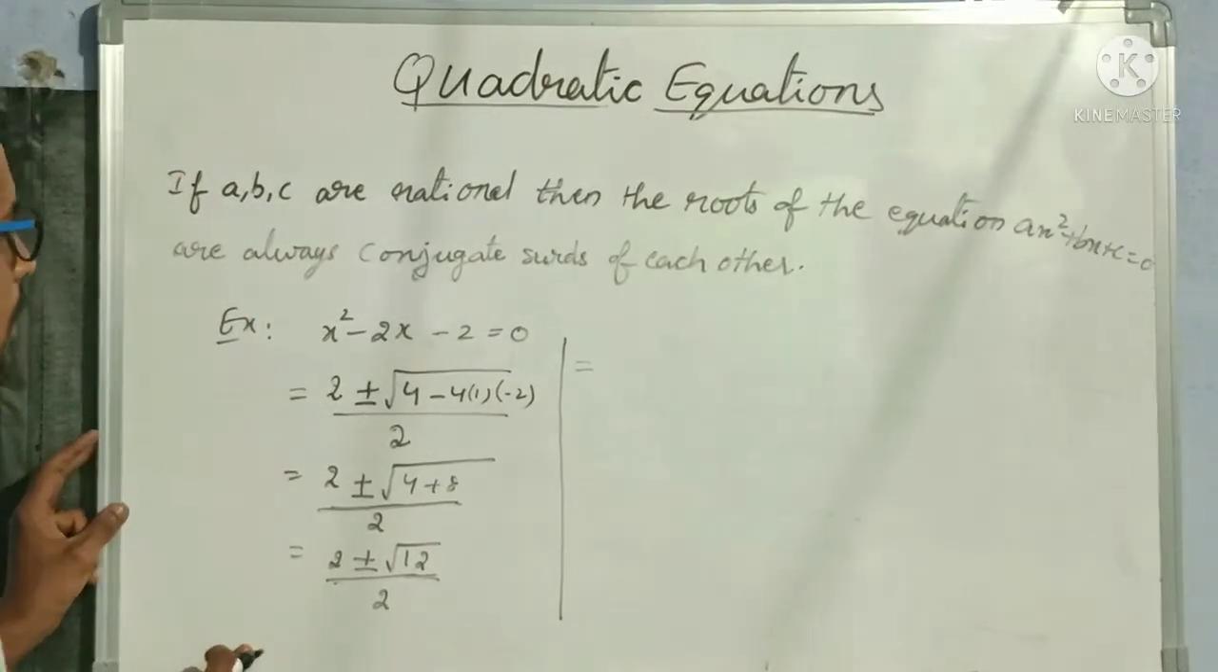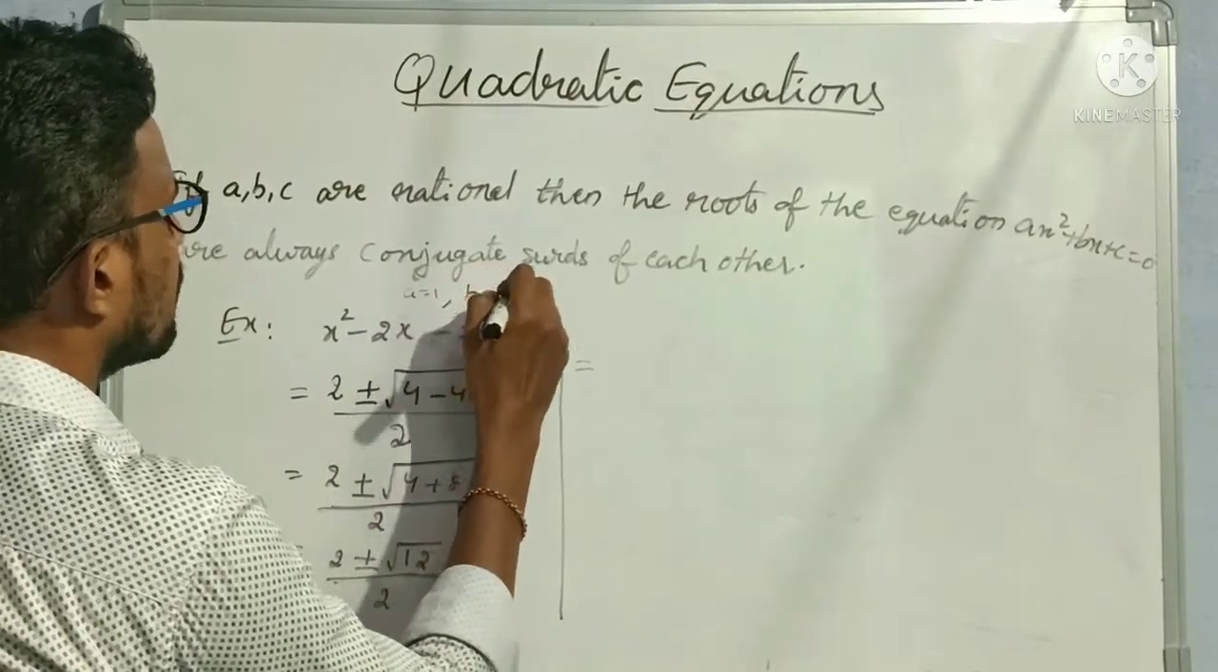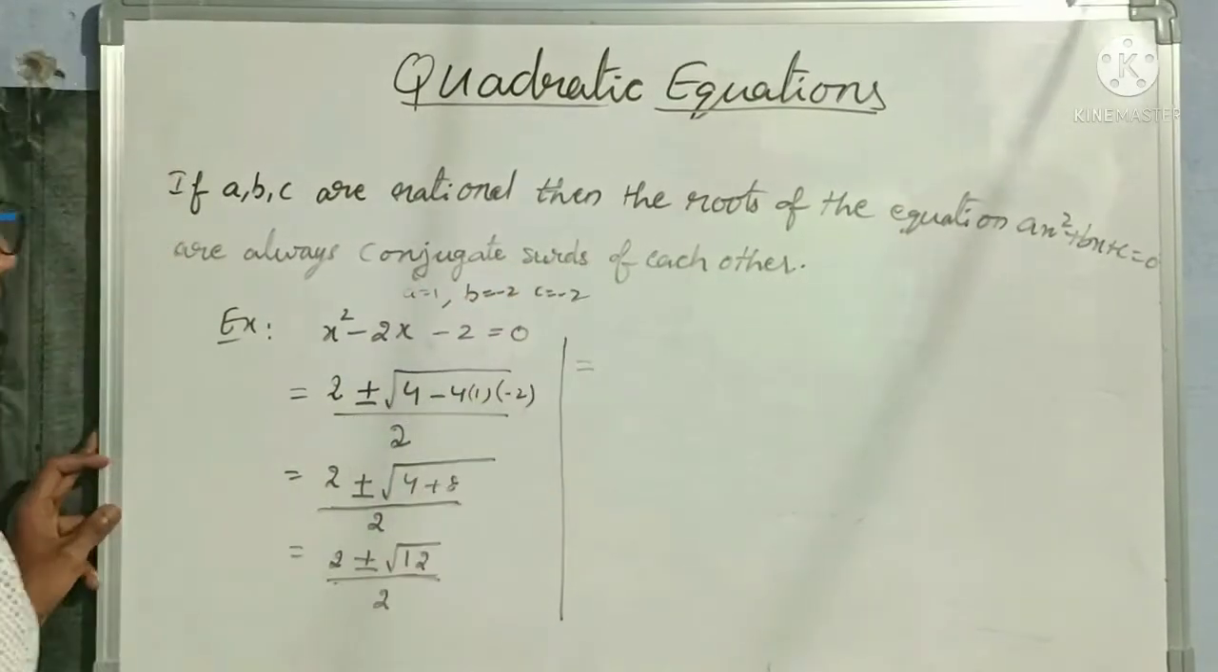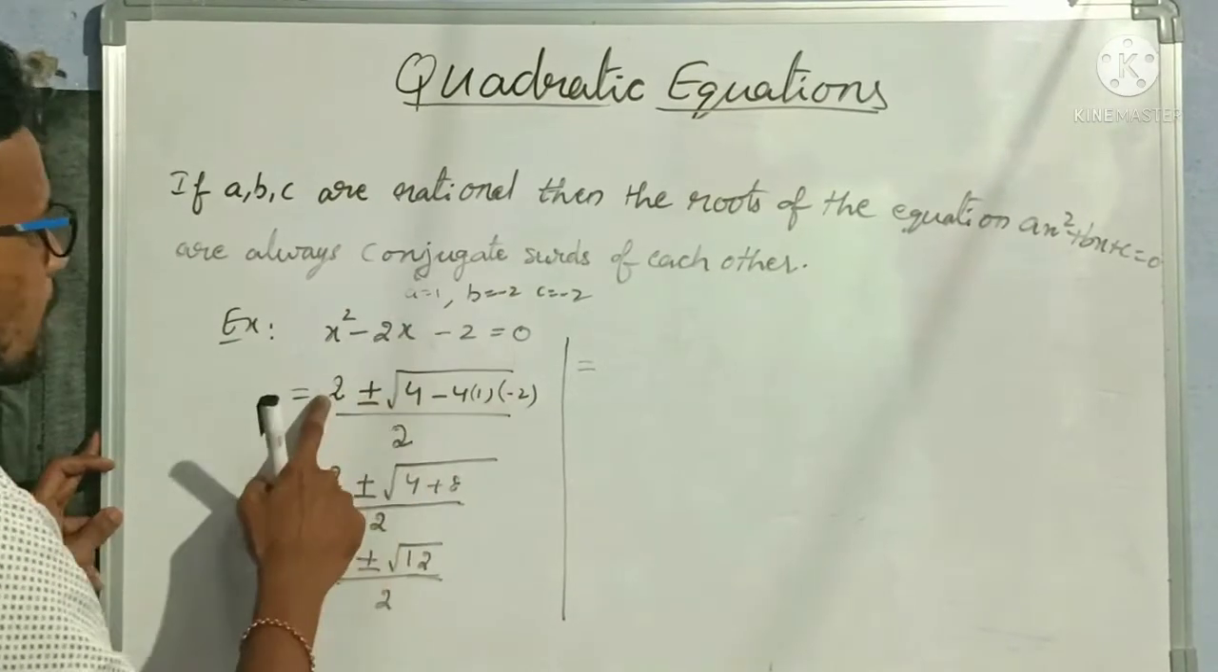Anyone has any doubt? See here, if we compare, then we will get a is equal to 1, b is equal to minus 2 and c is equal to minus 2. So what is the answer? Minus b plus or minus. So minus b means minus of minus 2, so plus 2.